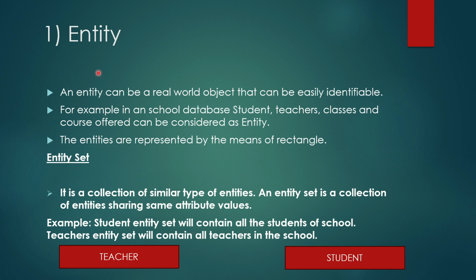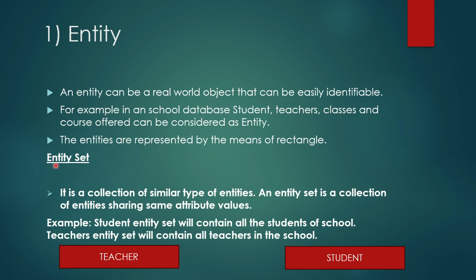Now, what is an entity? An entity can be a real world object that can be easily identifiable. For example, in a school database, student, teacher, classes, and courses offered can be considered as entities. The entities are represented by means of a rectangle.